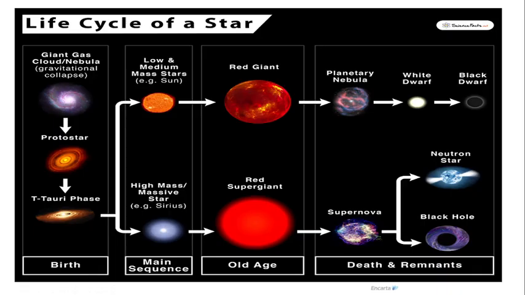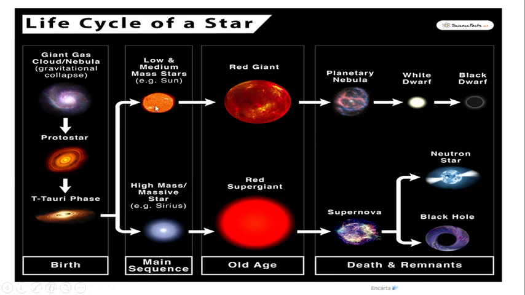Now the summary of the life cycle of a star. The birth stage. We have collections of clouds here. The clouds are mainly composed of hydrogen, helium, dust, plasma, and so on. These are pulled together to form a protostar and then the T Tauri phase. At this stage, we have the birth of a new star.